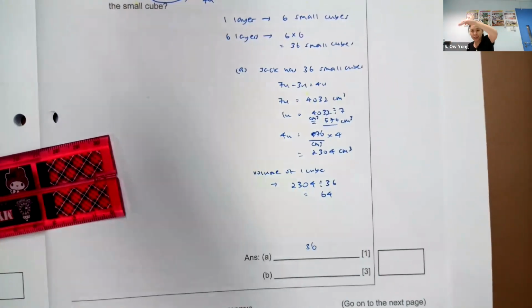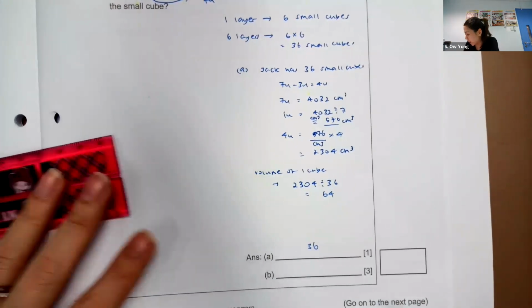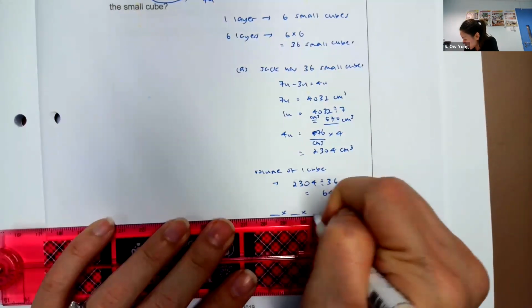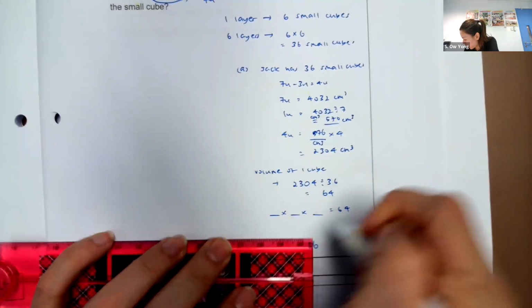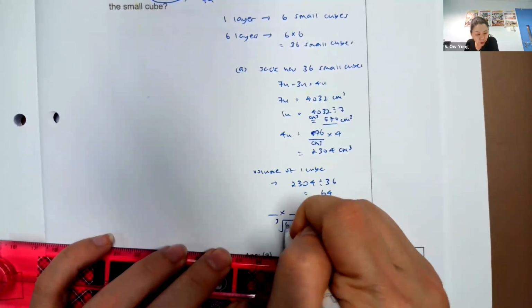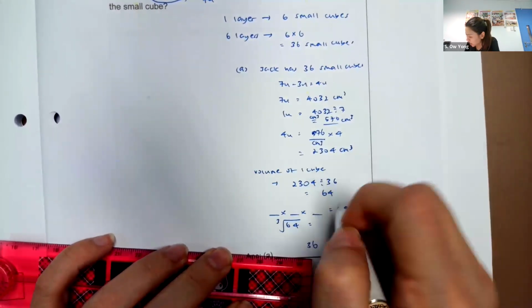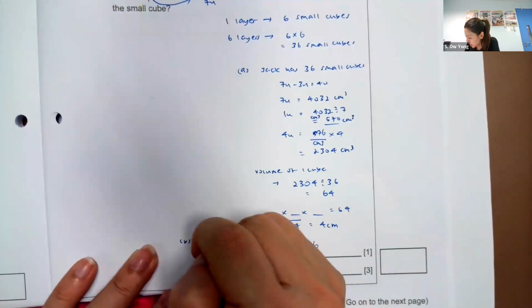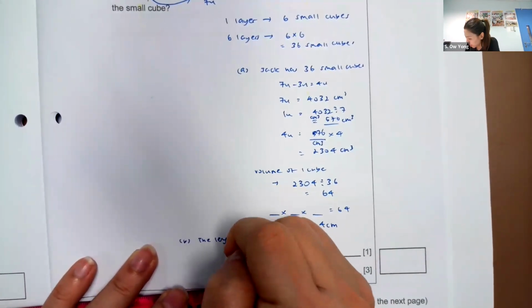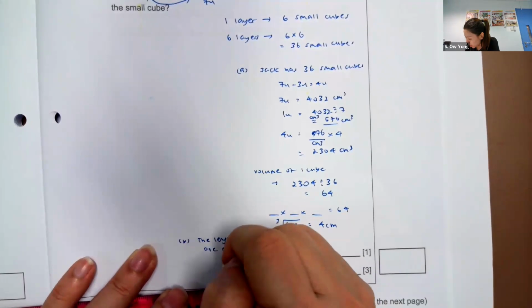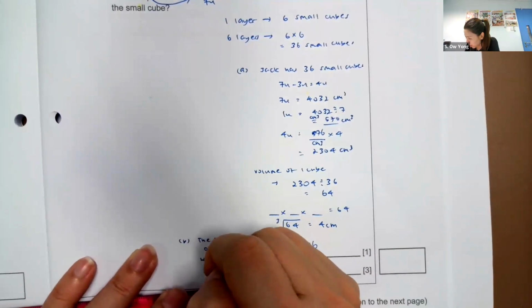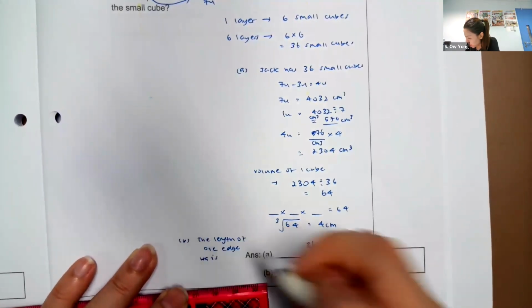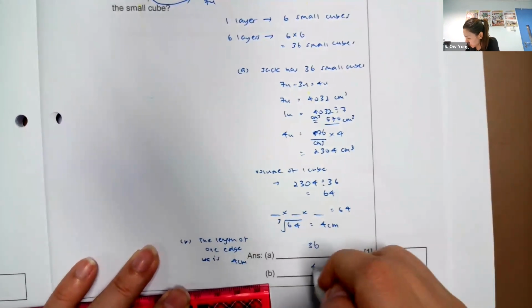Something times something times something gives you 64 in terms of the length. So either you write this, or you write cube root of 64, which is 4 centimeter. So your part B, the length of 1 edge, is 4 centimeter.